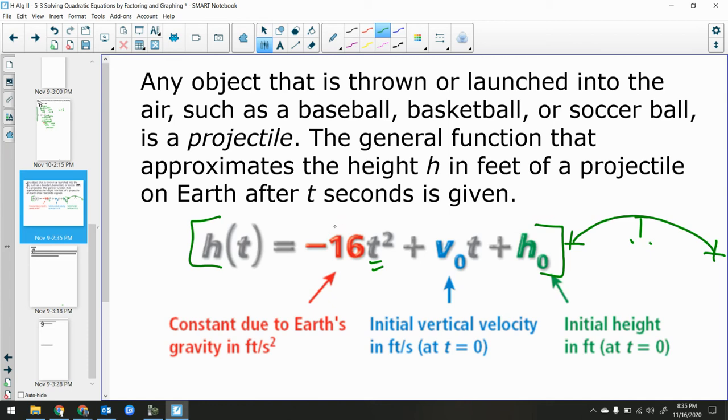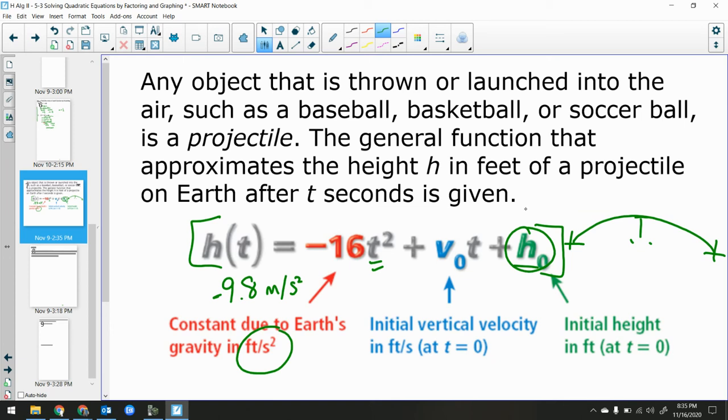Okay, what do these things mean? -16, that is the acceleration due to gravity in feet per second squared. Some of you in physics maybe recognize this a little better: -9.8 meters per second squared. The only difference is that one is in meters per second squared, where this is in feet per second squared, okay? And then t is time, okay? v naught, or v sub 0, is the initial vertical velocity, okay? How strong are you throwing the thing? And then h naught, or h sub 0, is the initial height. So if I were to throw this, that's my y-intercept, right? We learned that.